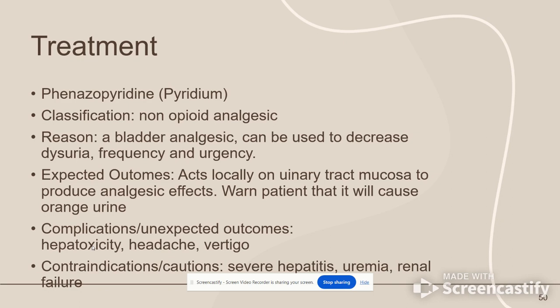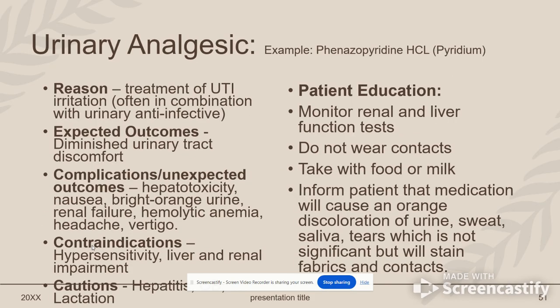Complications are hepatotoxicity, headaches, and vertigo. Contraindications are severe hepatitis, uremia, renal failure. Again, same kind of thing. Just make sure that we know that they have bright orange urine. It can cause hepatotoxicity, renal failure, hemolytic anemia, headaches, vertigo. Contraindications, hypersensitivity, liver and renal impairment. So we need to monitor their renal and liver panels.